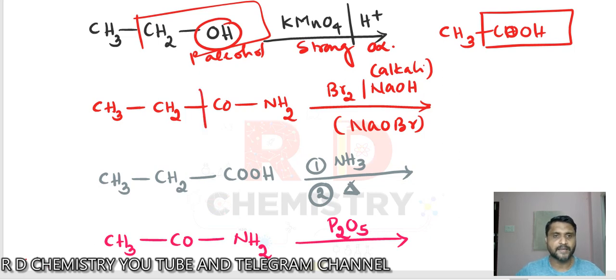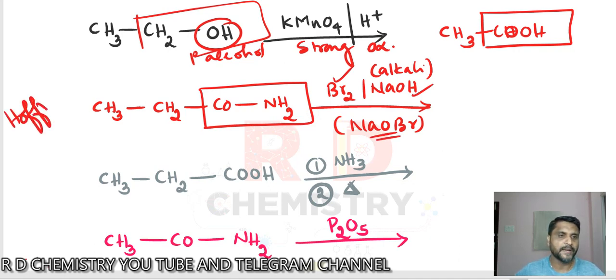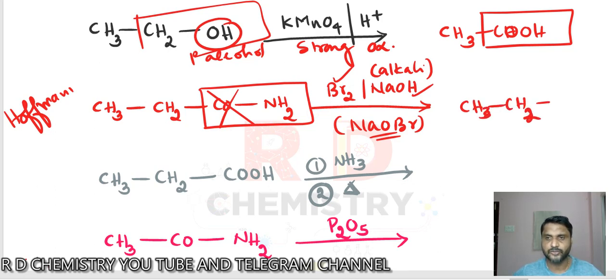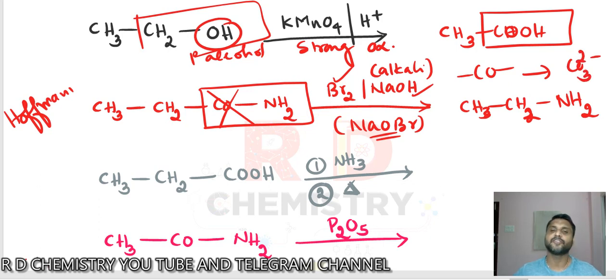Then you have got an amide here, CONH2, amide. Then you have bromine and sodium hydroxide, or sodium hypobromite. So recall the Hofmann bromamide degradation. You have to remove the CO group, degrade it. So we'll get amine CH3CH2NH2. The CO group from the amide will be lost as carbonate, CO3 2 minus, so it finally becomes sodium carbonate.